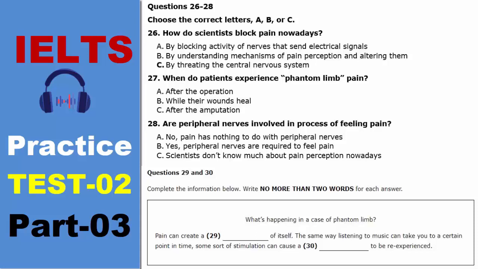So what's happening in the case of a phantom limb? Well, there's several theories, and there's probably not one overarching thing that's happening. We know that pain can create a memory of itself, just like any other experience that people have. You might have heard some records on the radio recently about David Bowie, for example, and listening to that record takes you back to a certain point. So listening to music can take you to a certain point in time, and some sort of stimulation, for example movement in that limb or something else, which is the peripheral input, like John's talking about, can cause a learnt sensation to be re-experienced.